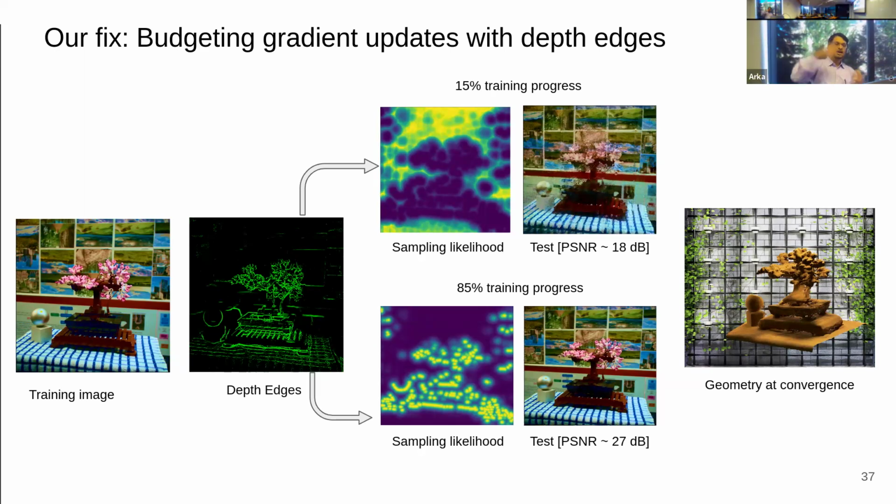But as we progress the training, we also need to warm up, like we need to mine the samples very closely to the depth edge. So what you're seeing here is at 85% training progress, the per pixel sampling likelihood. If you were to look at 90%, these dots would become much sharper. If you were to look at 70%, there will be a blend of these dots and background.